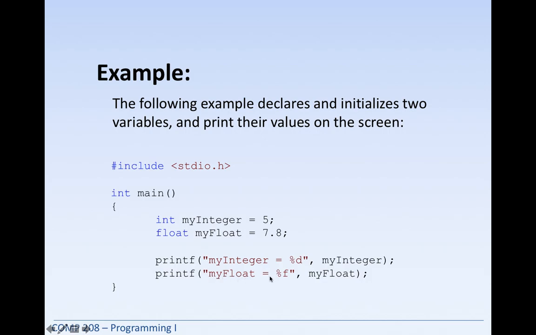My float equal, all of these have no meaning. This is just the ASCII representation. This is a string of characters. The only meaningful thing here is %f. So %f is going to be replaced by the float that's followed by a comma. So %f is telling the compiler that after the string of characters, there's a comma and there's a float.